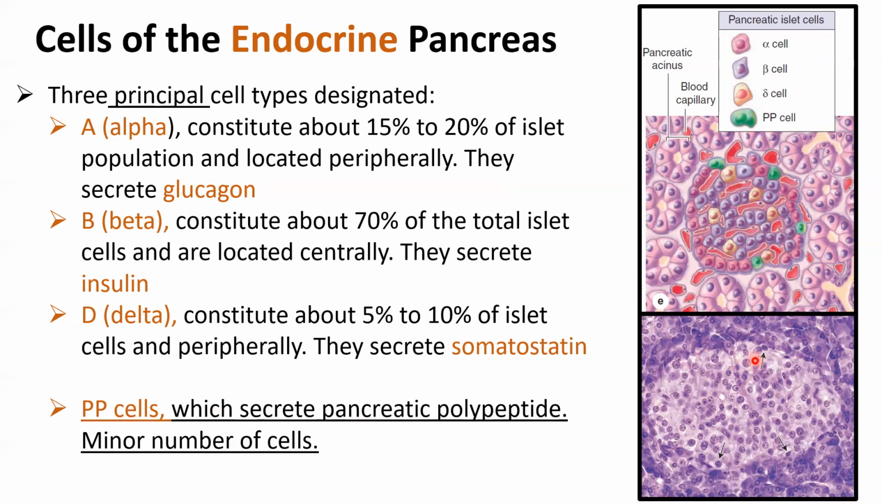The issue with this is it's difficult to identify those cells on H&E. You cannot differentiate which one is what. I mean, here they put some arrows, and these are the alpha cells because they're in the periphery, but it's very difficult to identify. You need immunohistochemistry for this, for the secretion.